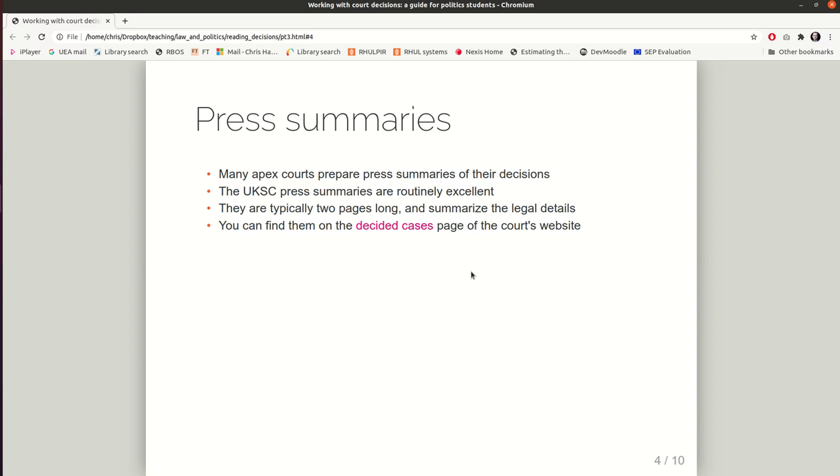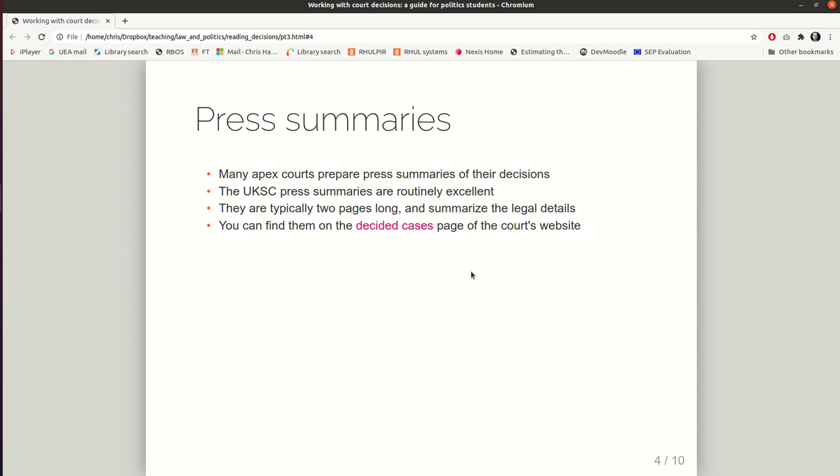And the first shortcut that you want to use as a guide to your understanding, as a precursor to reading the full text of the decision, are the press summaries put out by the court. So many apex courts, or courts at the top of their judicial hierarchy, prepare summaries of their decisions. And if I can take the UK Supreme Court as an example, their press summaries are absolutely wonderful. They're rarely longer than 2 pages.